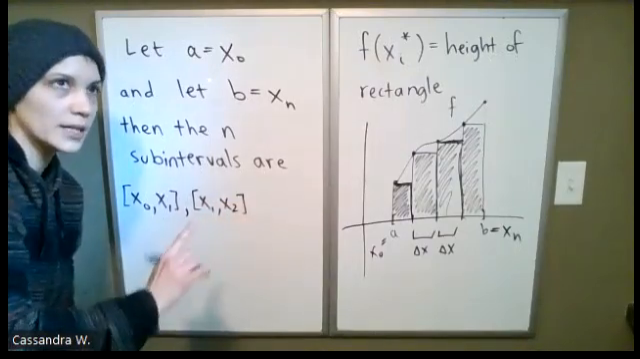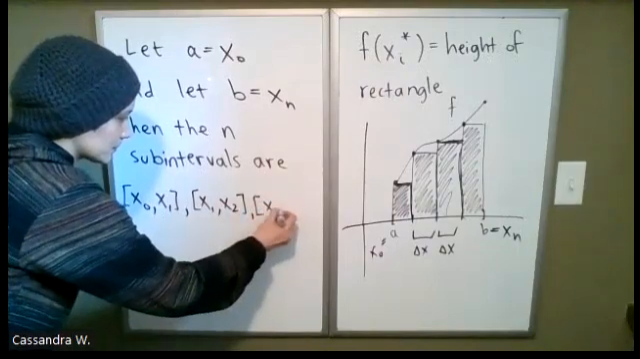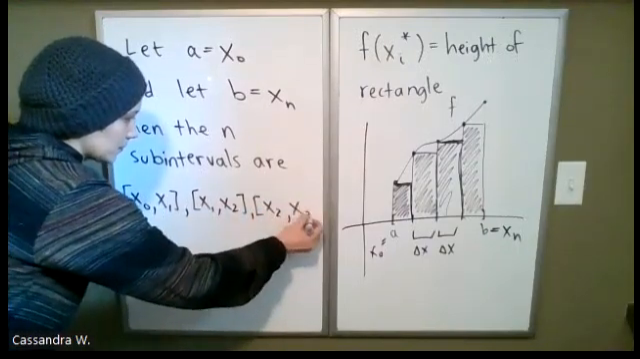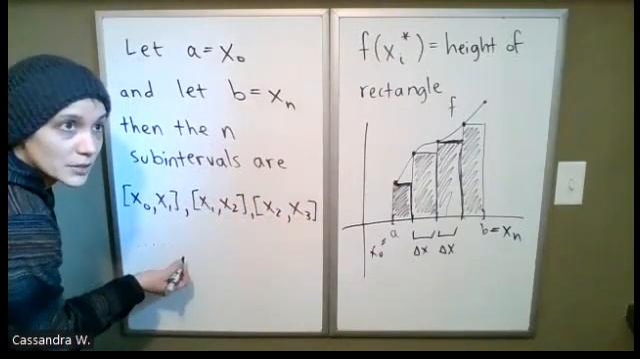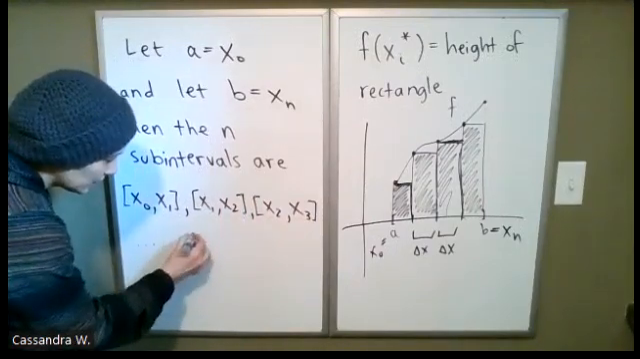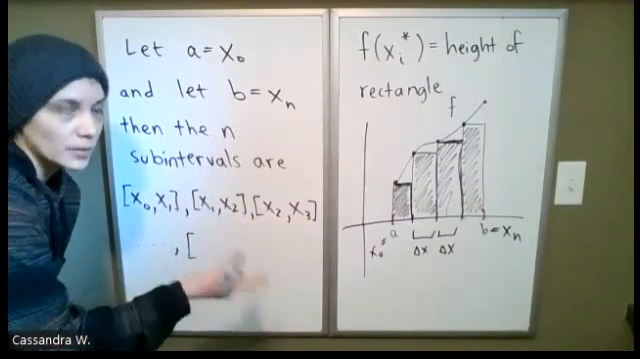The next interval is between x2 and x3. Keep going intervals until you get to the last interval, which should be x of n minus 1 over to x of n, or over to b.